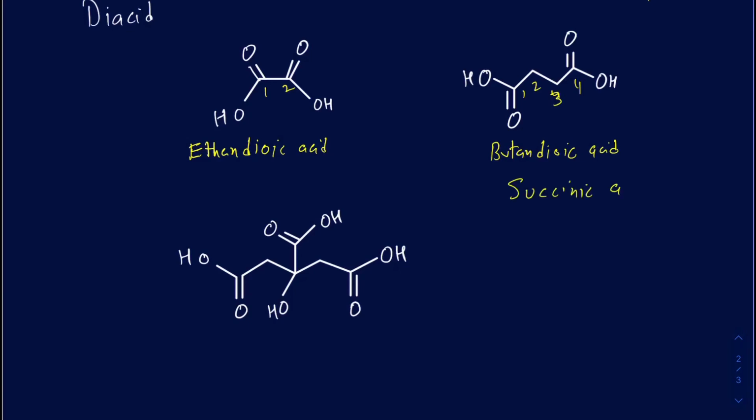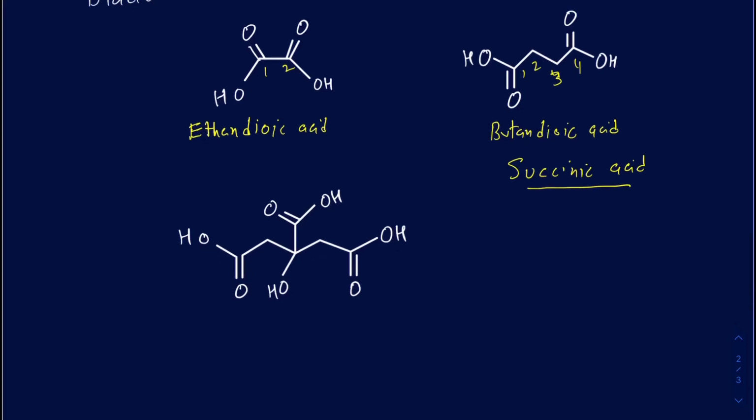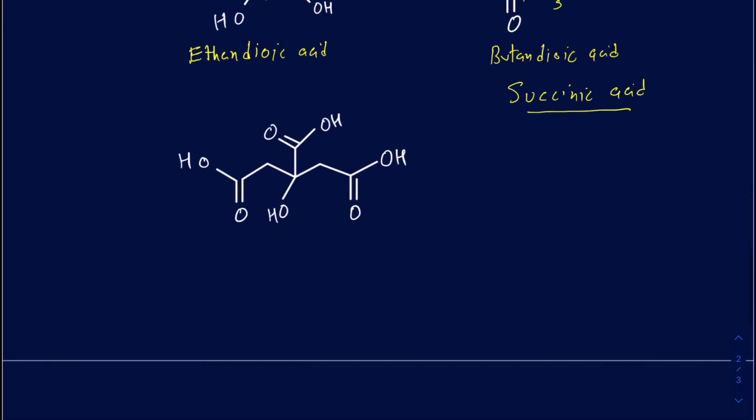There's a common name for this molecule. It's called succinic acid, and during glucose metabolism, it's one of the intermediates that's made in the Krebs cycle. So this molecule was obviously discovered long before the IUPAC name came in, so that's why there is a common name for this molecule. What if you have a crazy looking molecule where you have 3 carboxylic acid groups?